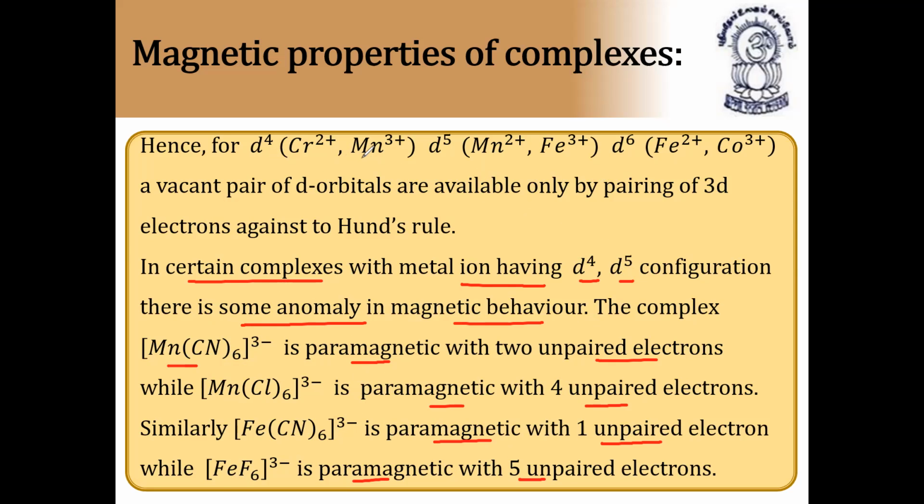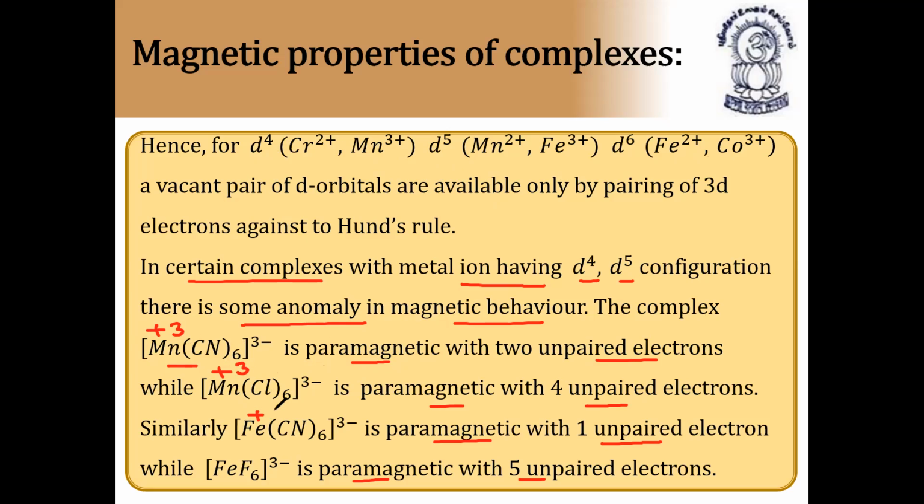d4 is the Mn plus 3 state, and d5 is the Mn plus 2 state or Fe plus 3 state, and d6 is Fe plus 2, Co plus 3. So here, what is the oxidation state of manganese? Here it is plus 3, so it is paramagnetic with 2 unpaired electrons. And for MnCl6, what type of configuration is it? It is d5 configuration, Mn plus 2, no? So Mn plus 3 configuration is nothing but d4 configuration. This is d4 configuration, and this is d5 configuration, this is also plus 3 state.